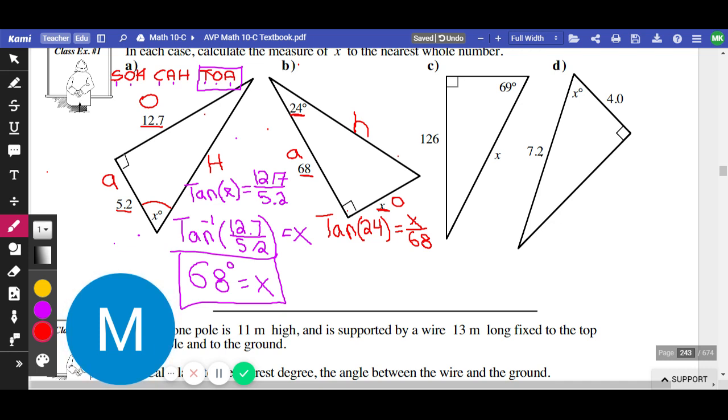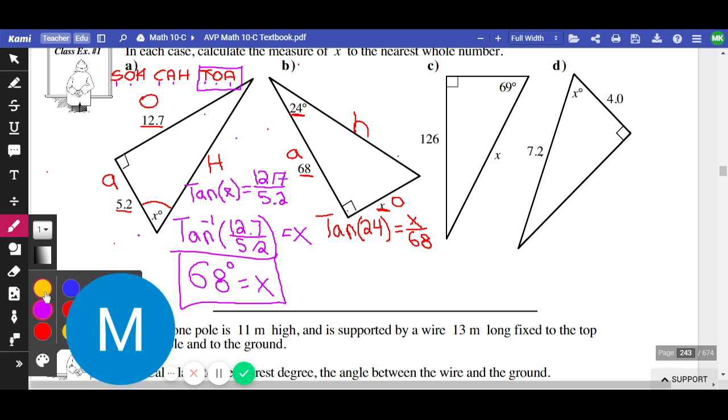So if you're trying to find a side length and it's in the fraction, you have to somehow get that letter by itself. How are we going to get it by itself? Times 68. We're going to times the 68 to the other side.